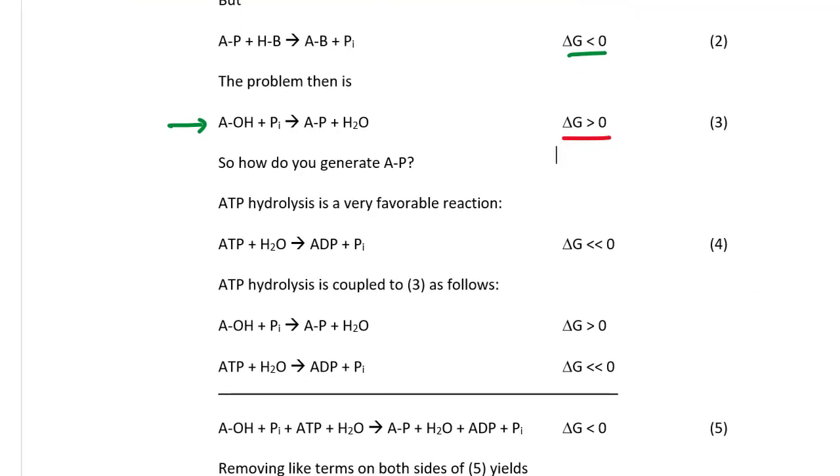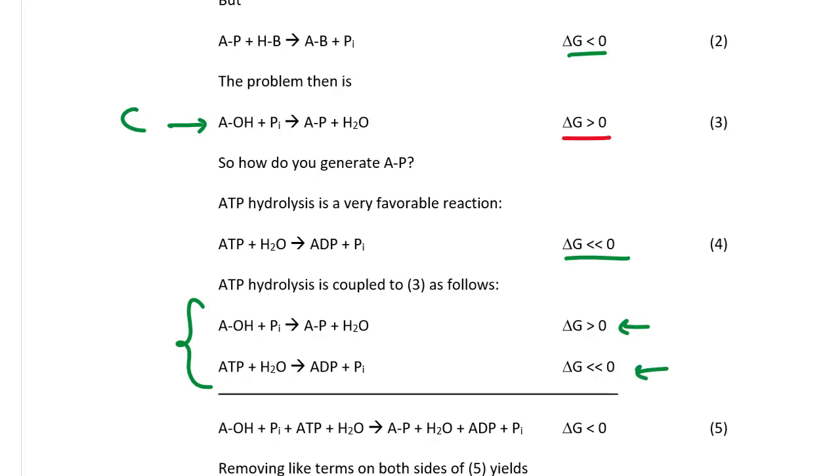Well, ATP hydrolysis is a very favorable reaction. All hydrolysis reactions are favorable, but ATP hydrolysis is even more favorable than normal. We have a delta G much less than 0, and just to make sure, this is a condensation reaction up here. So we know that this can easily happen, but so what? Well, you can couple these two reactions together: the AOH plus the inorganic phosphate going to A phosphorylated plus H2O, which has a delta G greater than 0 right here, to the ATP hydrolysis right here.